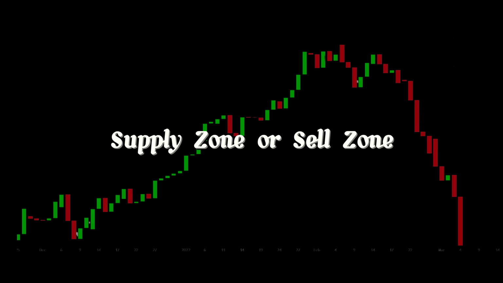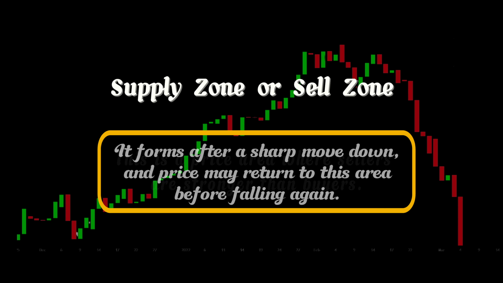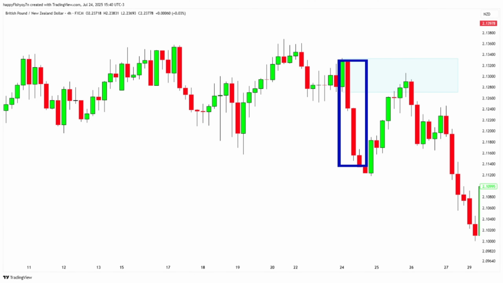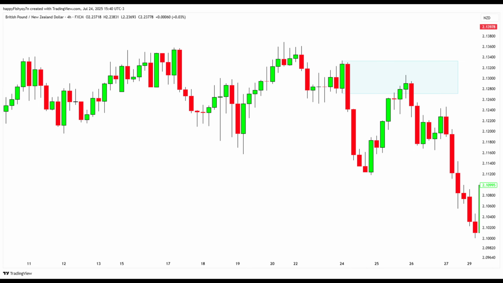Supply zone, sell zone, literally the inverse of the demand zone. This is a price area where sellers are stronger than buyers. It forms after a sharp move down and price may return to this area before falling again. So I want to see these nice momentum candles downward, leaving a fair value gap, that tells me the big boys have come out to play when price revisits this zone. Remember, we are retail traders, we do not have enough money to move the market, while these guys are dealing with millions and billions of dollars.